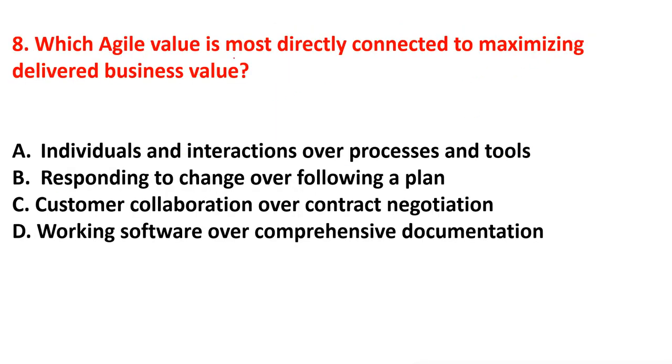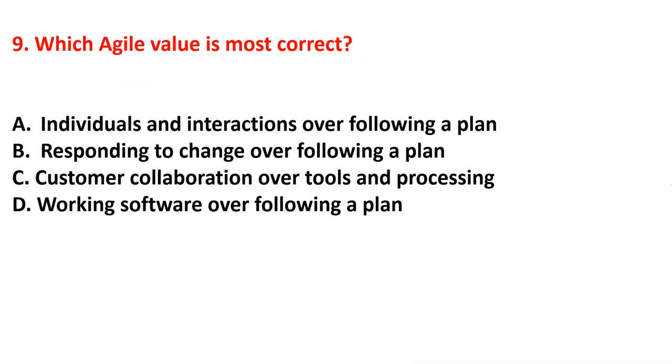Question number 8: which agile value is most directly connected to maximizing delivered business value? Right, agile value. Individual and interaction over processes and tools, responding to change over following a plan, customer collaboration over contract negotiation, or working software over comprehensive documentation. See, maximizing delivered business value, this one. The others are also important, but our focus is to maximize, to add value in the product, that is the working software.